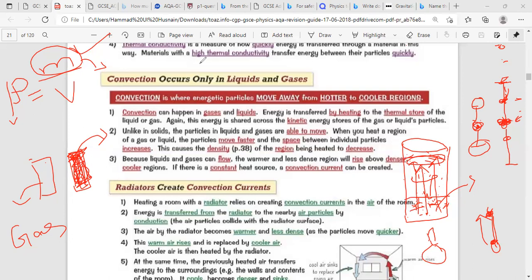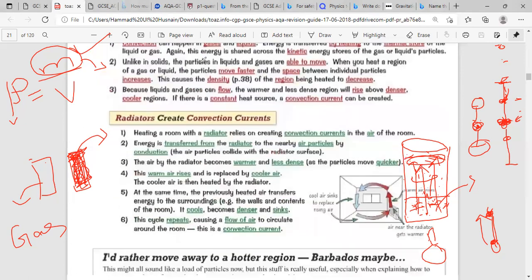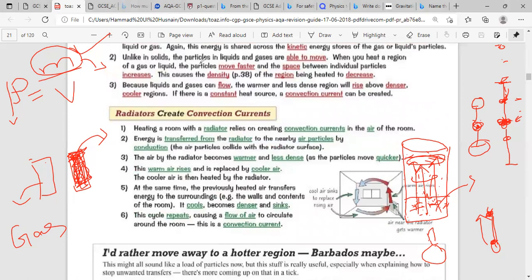So is it clear to you how in convection the heat is transferred from one part of a gas to another part of gas, or one part of liquid to another part of liquid? Yes, it's clear. Moving forward, we have an example of a radiator in a room, and how when we turn on a heater, the whole room gets hot. First of all, heating a room with a radiator relies on creating convection currents in the room's air. This process of heating the room through a radiator is based upon the convection process.